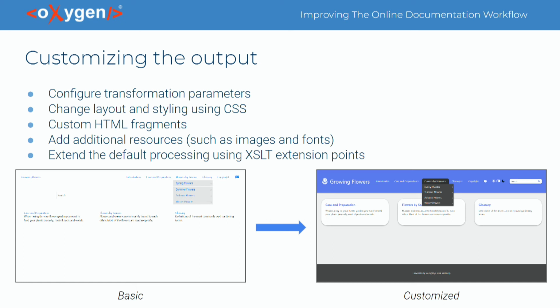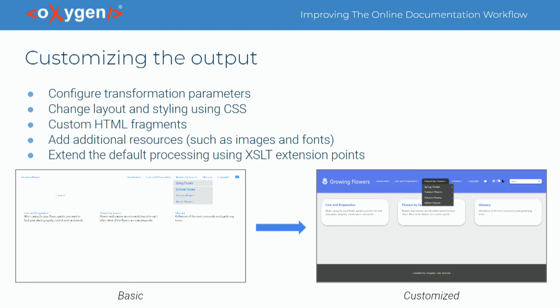If you're not happy with the default structure that WebHelp Responsive generates for a certain component, you can develop your own XSLT extension files to create your own structure for that component. So this is an advanced way to customize the WebHelp output.